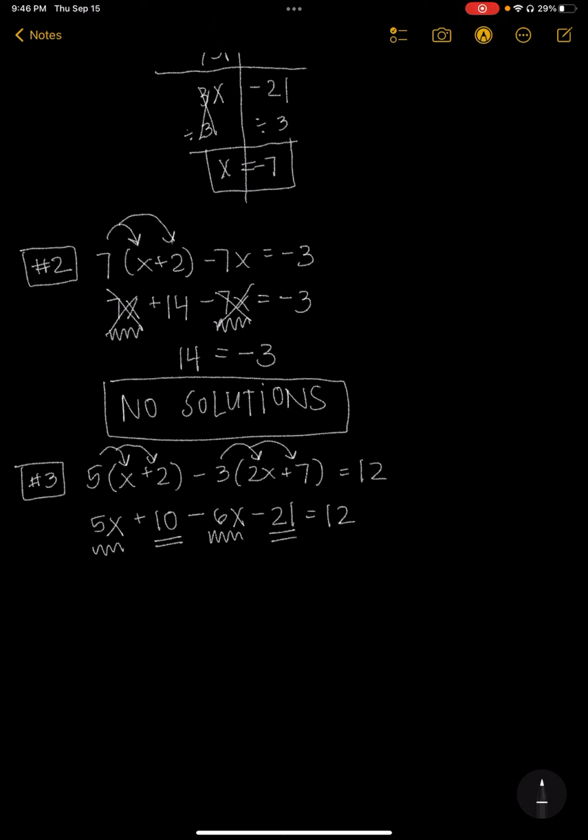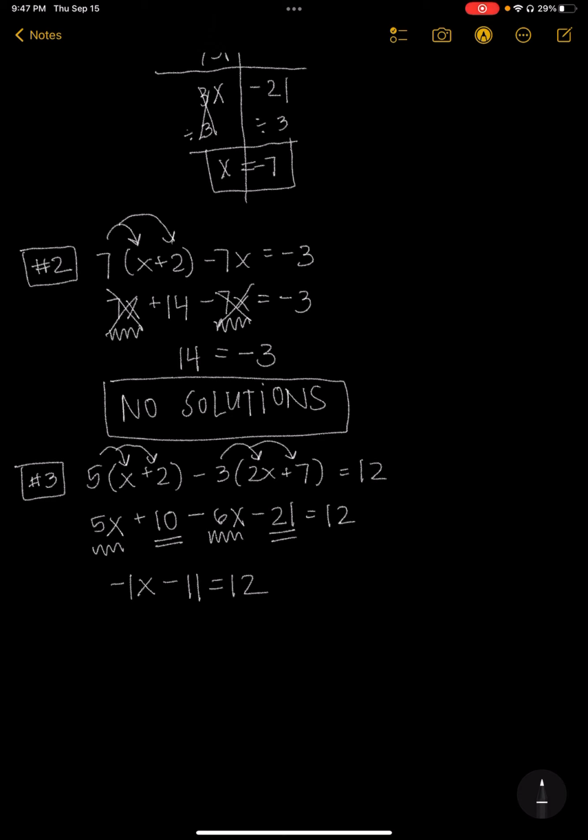Okay, so now when we combine like terms, we're going to start with the x's. 5x minus 6x gives me a negative 1x. And then we've got 10 minus 21, which gives me negative 11. Yep, okay, and then that is equal to 12. Okay, cool.